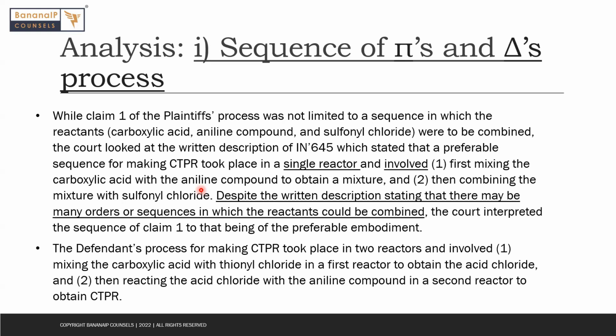Now, using that interpretation, the court compared it with the defendant's sequence in which the reactants were combined. And there the court noted that in the plaintiff's process, there was just a single reactor used, whereas in the defendant's process, there were 2 reactors. And in the plaintiff's process, where the acid was first combined with the aniline compound and then the sulfonyl chloride, in the defendant's process, the acid was first combined with thionyl chloride, and then it was combined with the aniline compound. So the court noted that there were differences in which the reactants were combined in the defendant's process and the plaintiff's process.